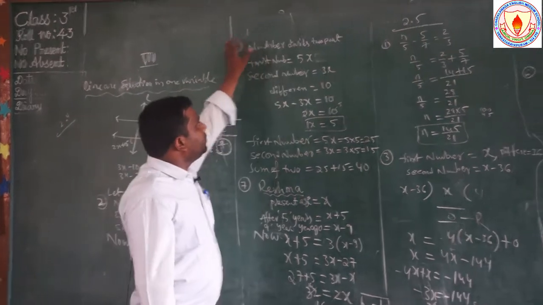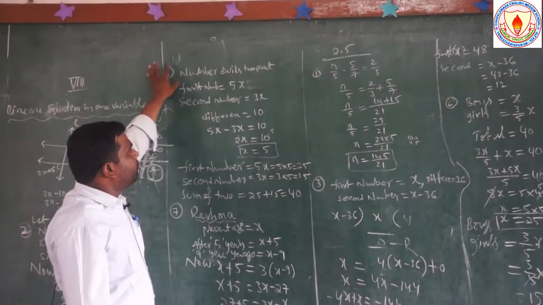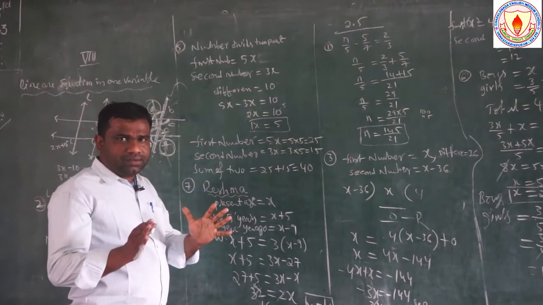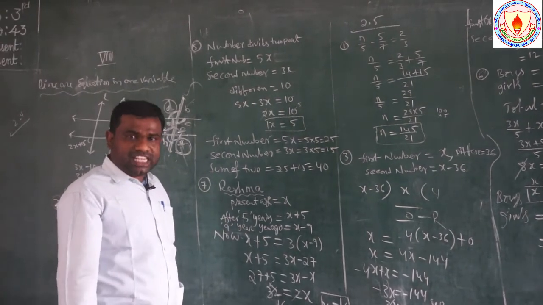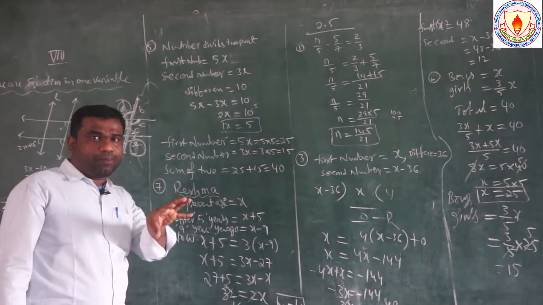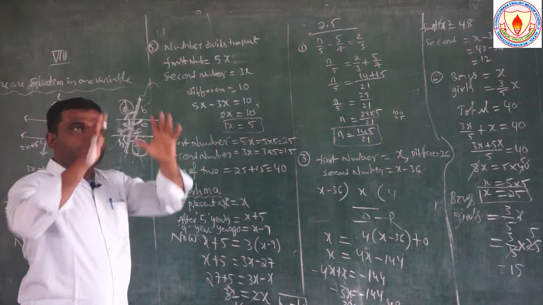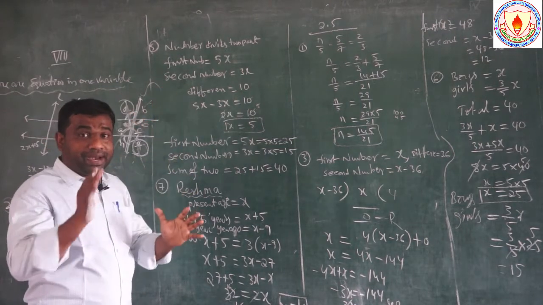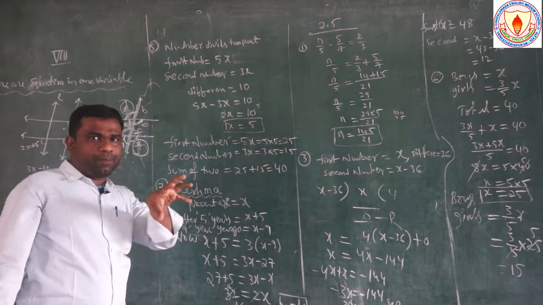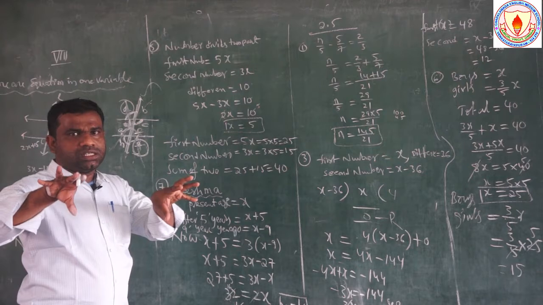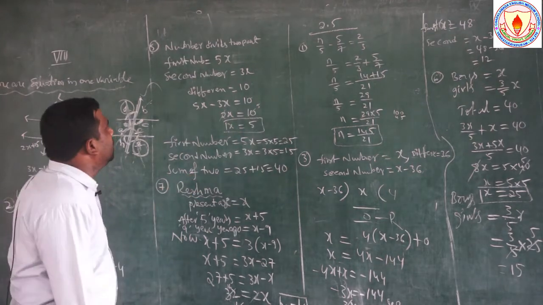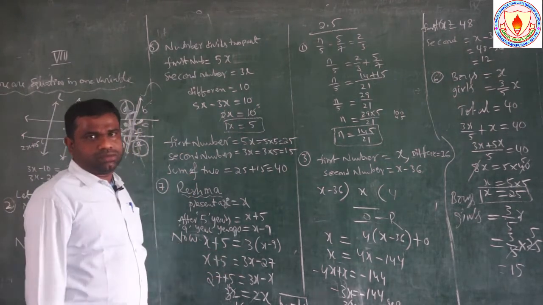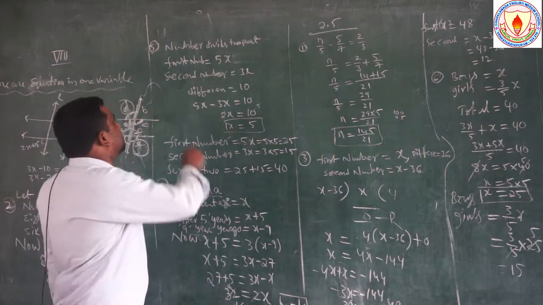Next, fifth problem. One number is there, and it is divided into 2 parts in a 5:3 ratio. 5 parts, 3 parts. One is 5 parts, another one is 3 parts. They separated the number in a 5:3 ratio. We don't know the number also. Let's suppose it is x.